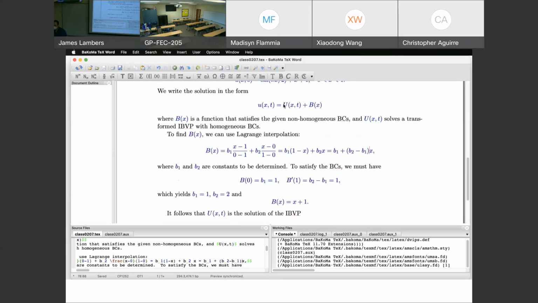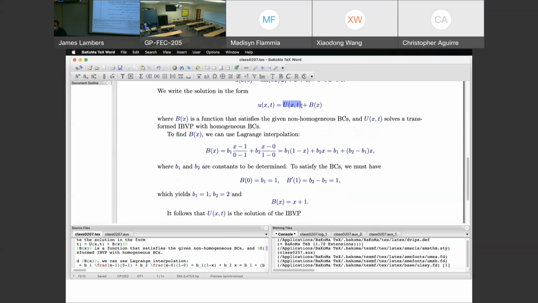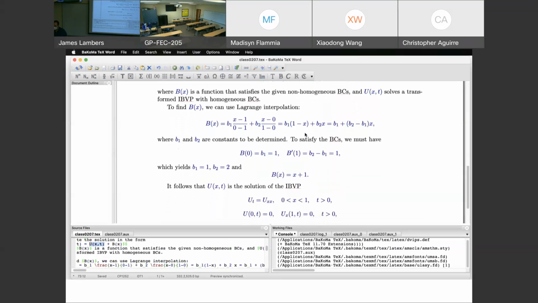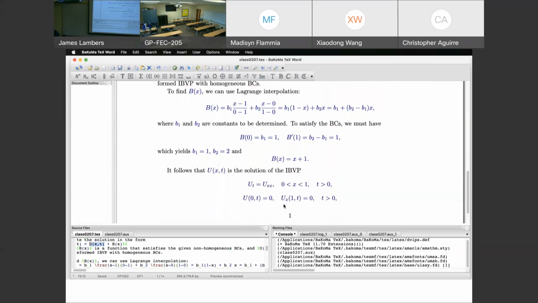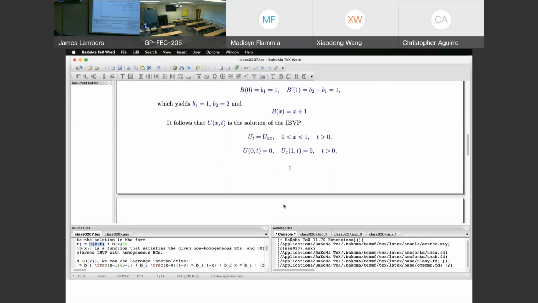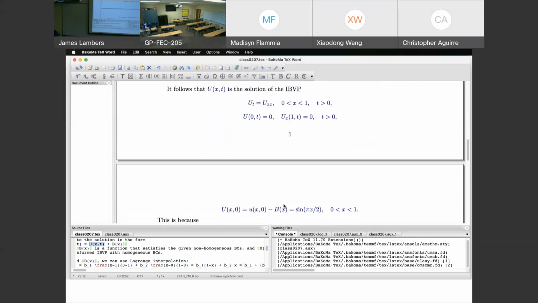So now I need to find the simpler IBVP that capital U satisfies. It turns out to be the same PDE as the original. For the boundary conditions, we have 0 as the boundary values, but otherwise the same form. And for the initial data, I take the original initial data and subtract B of x off. Now, this happens to cancel out an x plus 1, so we're left with sine pi x over 2.